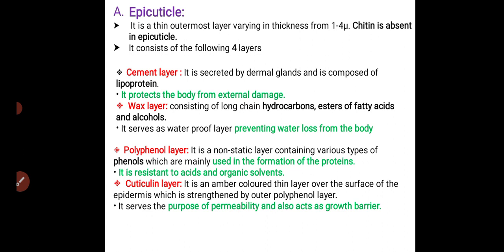Wax layer, consisting of long chain hydrocarbons, esters of fatty acids and alcohols. It serves as a waterproof layer, preventing water loss from the body. Polyphenol layer, it is a non-static layer containing various types of phenols which are mainly used in the formation of proteins. It is resistant to acids and organic solvents. Cuticulin layer, it is an amber colored thin layer over the surface of the epidermis which is strengthened by the outer polyphenol layer. It serves the purpose of permeability and also acts as a growth barrier.